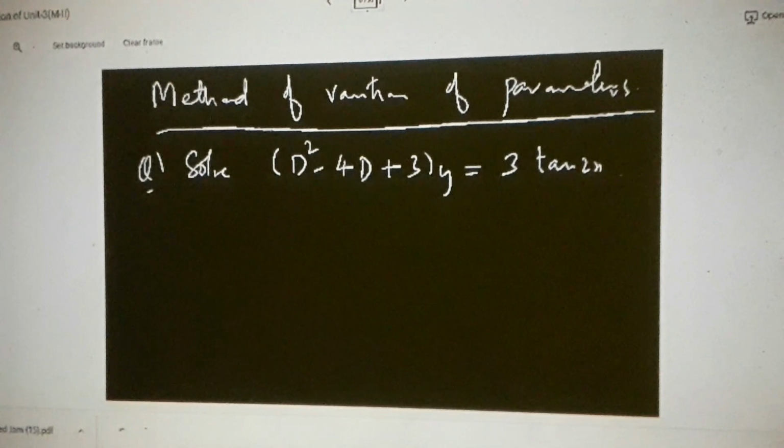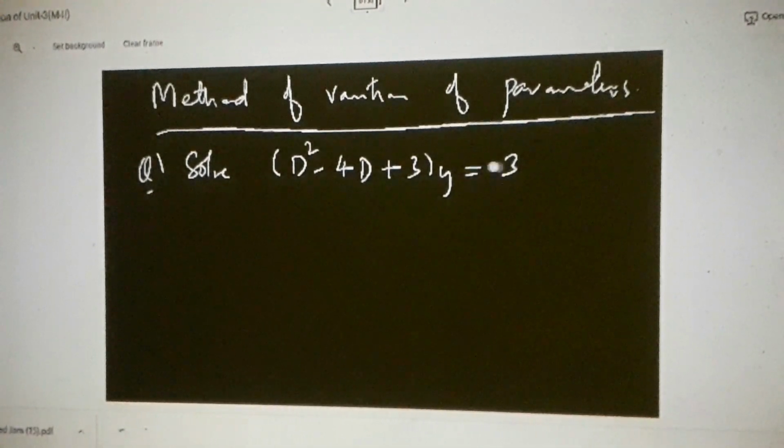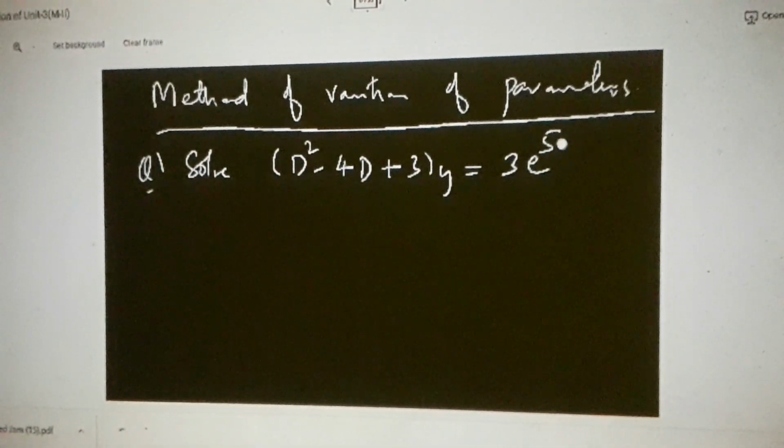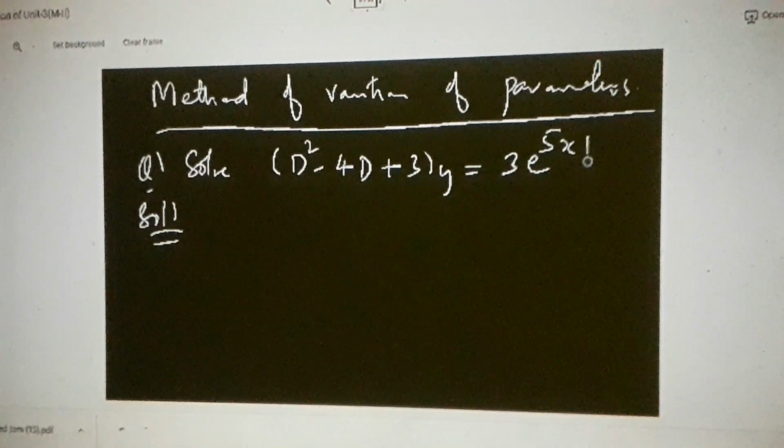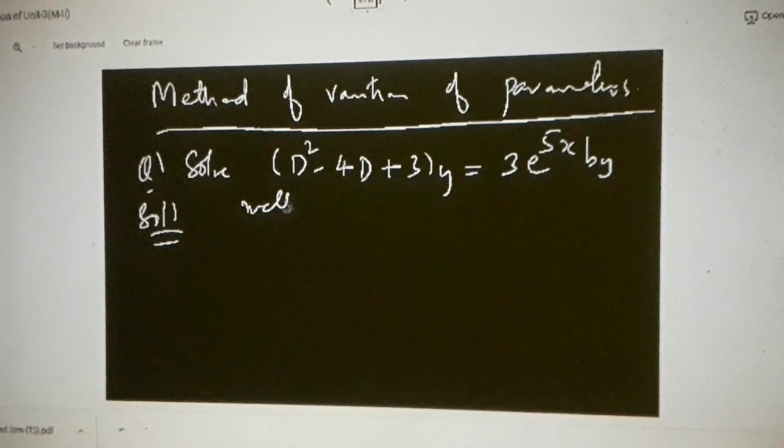But sometimes they give a very simple problem, like 3e^(5x), and say do it by the method of variation of parameters. So in this case, even though you can do it by a shortcut way, you have to do it by the method of variation of parameters, because it is demanded in the question.